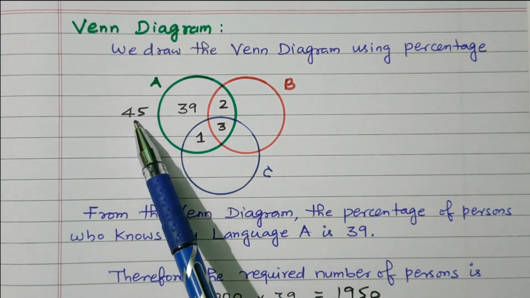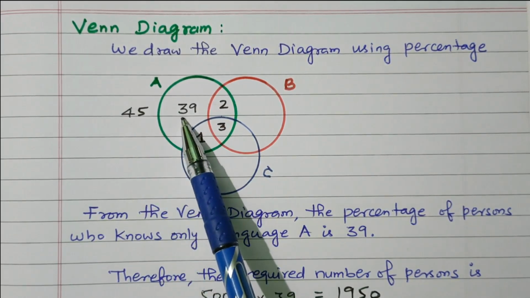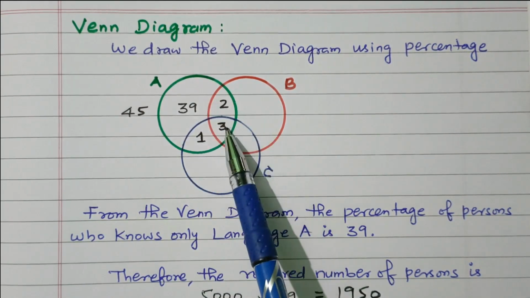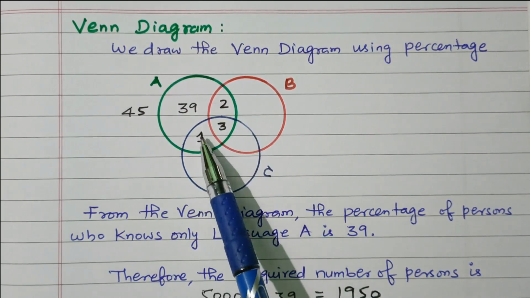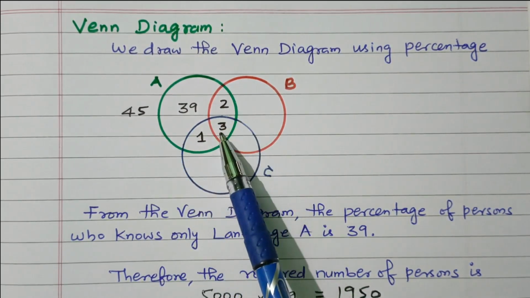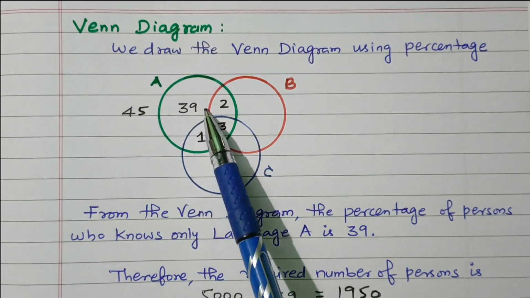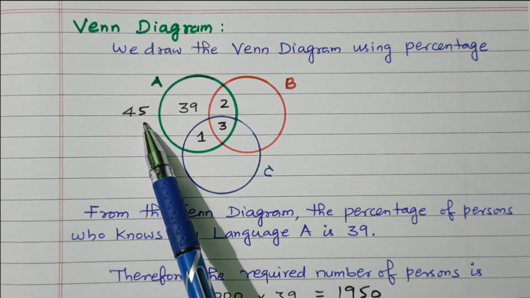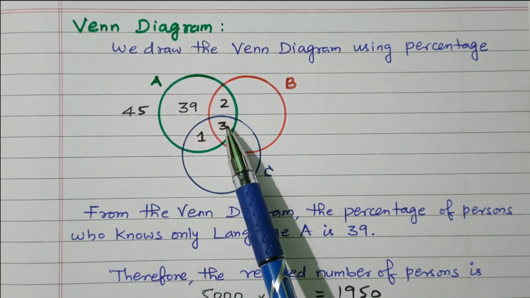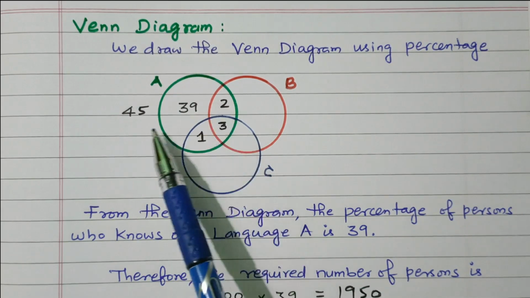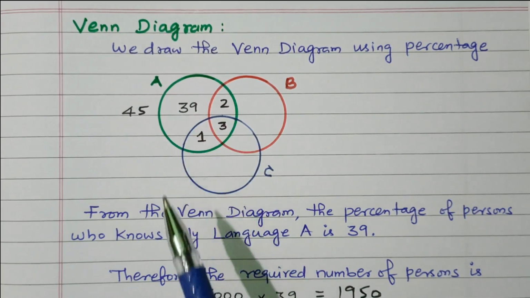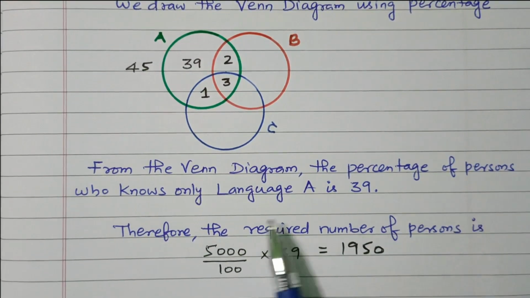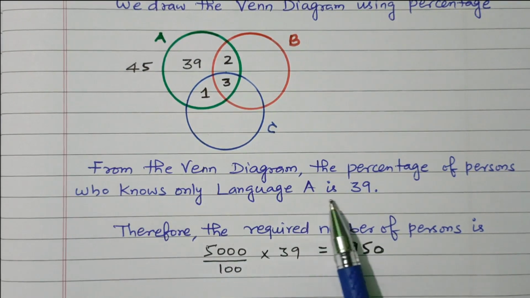Right? Out of 45, 39 know only A. In that, this 2% knows A and B, this 3% knows A, B, C, and this 1% knows A and C. So all are subtracted. This 39 knows only language A. Right? So in the given problem, 45% is given for language A. In that we subtracted 2, 3 and 1, that is total 6. 45 minus 6 is 39. Right? So from the Venn diagram, the percentage of persons who know only language A is 39.